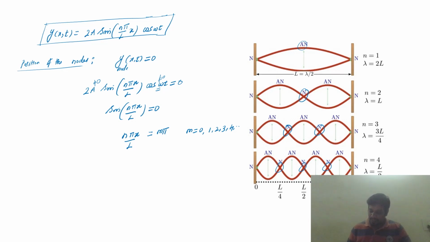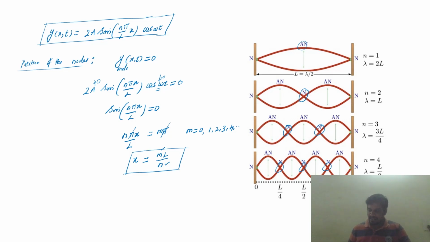Now we can cancel this pi. So the position x of the node should be equal to m times l divided by n. Here m represents the node number. Here n represents in which harmonic the position we need to find for the nodes. So this is the equation to find the node position.